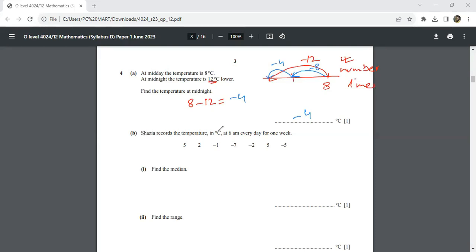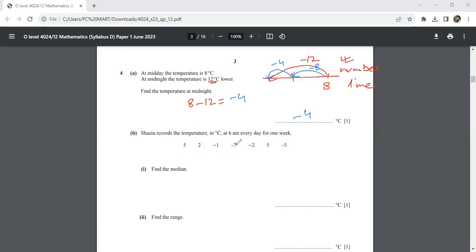Okay, Shazia records the temperature in degrees centigrade at 6 a.m. every day for 1 week. All the temperatures are in degrees centigrade. Find the median. Mean, median, mode, statistics over here. Before finding the median, you have to arrange these numbers in ascending order, means the smallest will come first and then the larger.